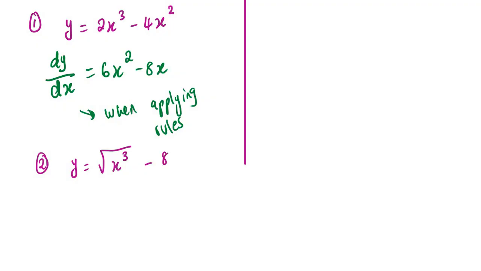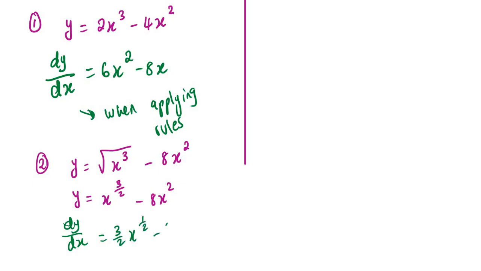Minus 8x squared. So when you find dy over dx, you can't find dy over dx yet before you simplify. So when you are simplifying, don't write dy over dx, simply write y. So you're going to have y, and then you write x to the power of 3 over 2, then minus 8x to the power 2. Then when you're applying the rules, that's when you write dy over dx, and then you say 3 over 2 x to the power of a half minus 16x. Then that's how you use that notation.